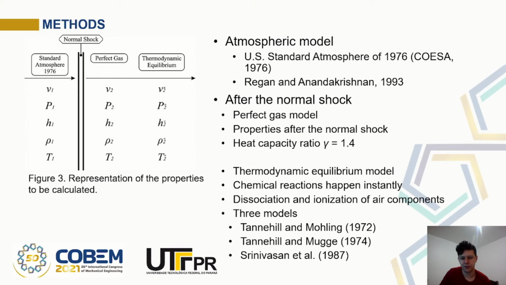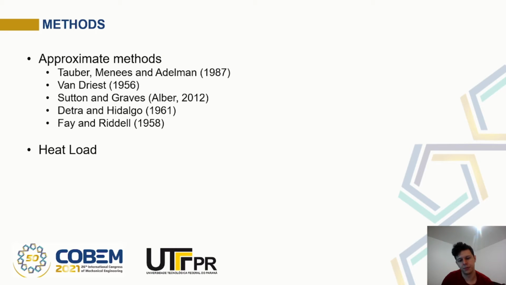The first properties are the streamline properties obtained by using the trajectory information in the US Standard Atmosphere, and the properties after the normal shock are obtained through the perfect gas model and the thermodynamic equilibrium. So we have pressure, enthalpy, density, temperature, and velocity. Well, now that we have determined all those air properties, we can start looking at approximate methods. In this work, 5 approximate methods were considered.